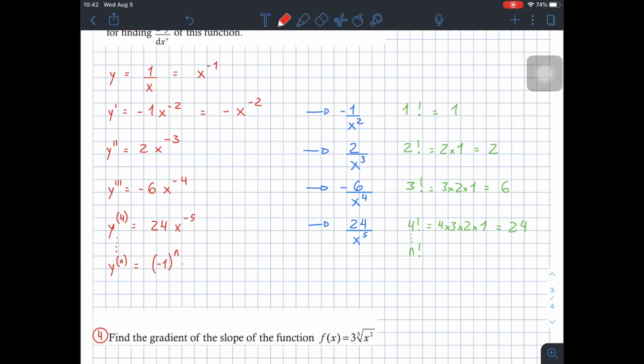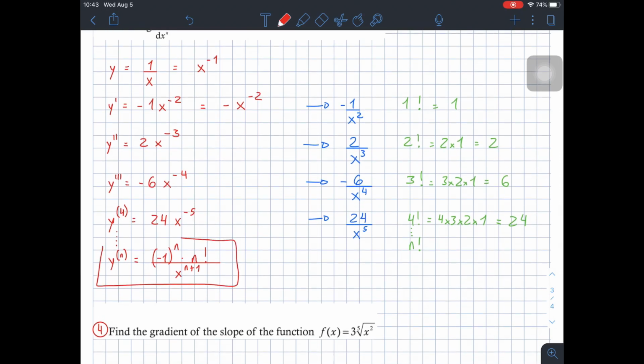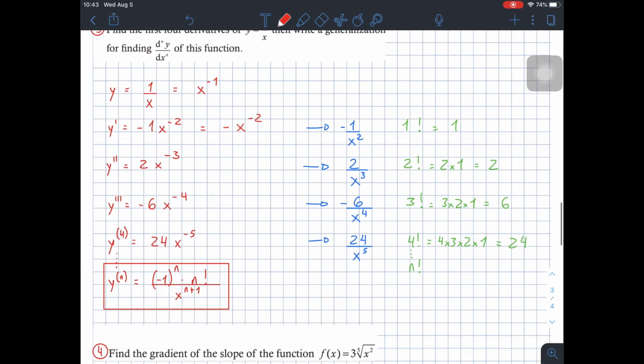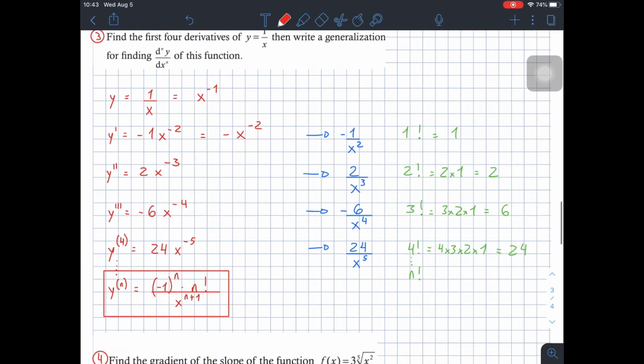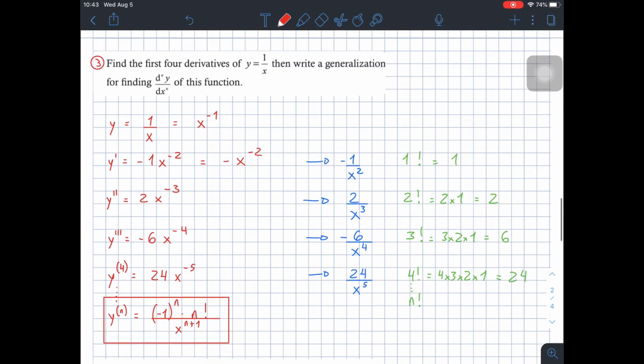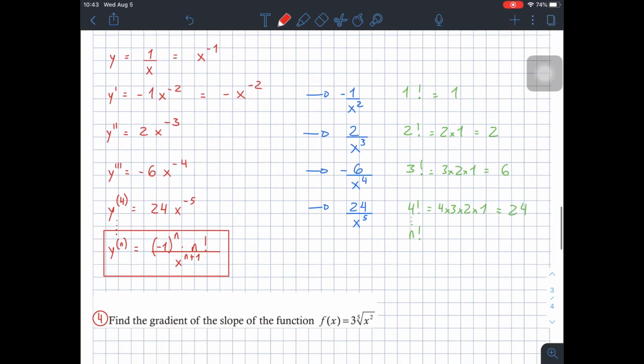So times n factorial to generalize the numerator. And this is all being divided by x to the power of n plus 1. Okay? That would be the general form of this derivative. Let me frame this as my answer. So this requires a lot of practice. I don't usually see this type of exercises in real IB exams, but just for you to consider, there's the possibility of having these types of exercises.